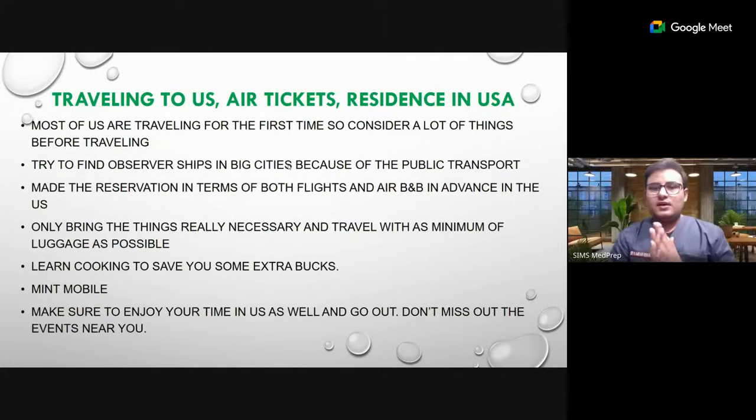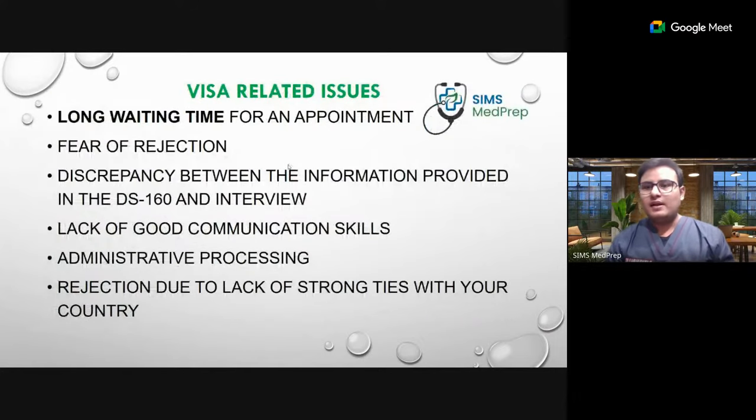Now I want to go back to visa related issues and highlight a few of the most important points. One of them is that whenever you are applying, you should take the appointment 1 year ahead. This is a super high yield point when you are discussing these topics, and you should revise it again and again. This is exactly the type of important point. That point is: take the appointment 1 year before. This is the first step.